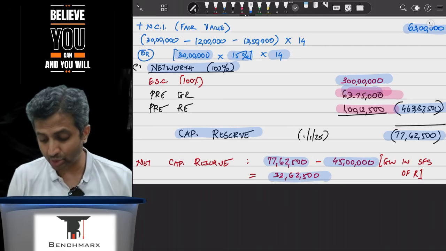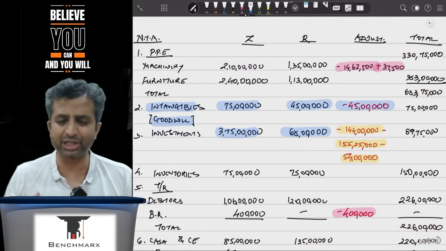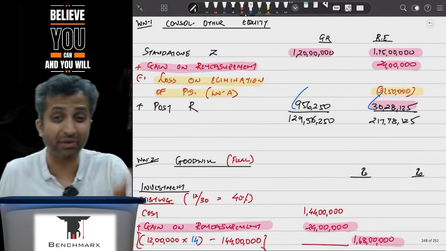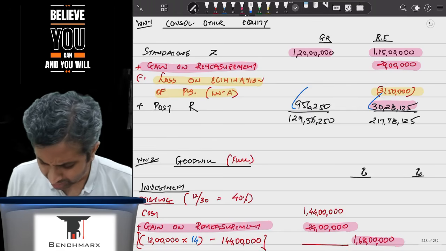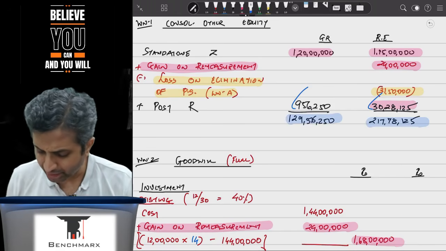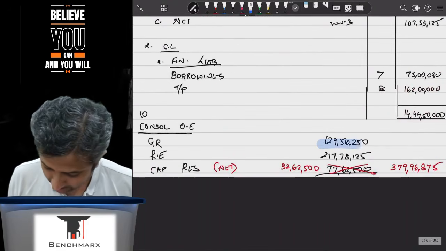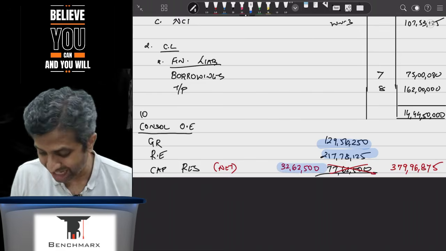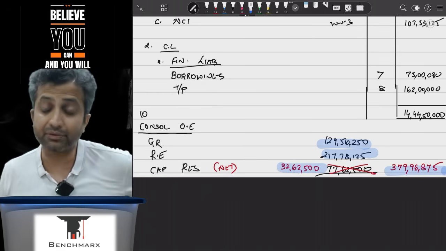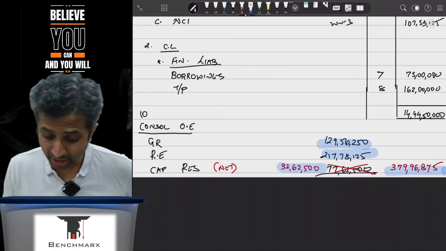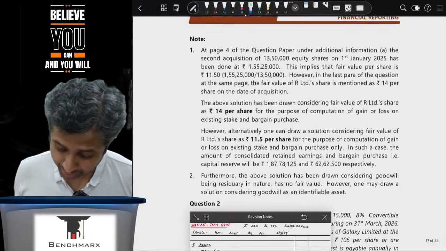So that comes to 32,62,500 net capital reserve, and from the goodwill we subtract 45 lakhs. We don't show that separately as a separate identifiable asset. For R as a whole, a single number is shown. So other than that, you load up the general reserve, you load up the retained earnings, and then when you prepare the consolidated other equity, within that you will take general reserve, retained earnings, and the net capital reserve, which will come to 379,96,875 consolidated other equity.